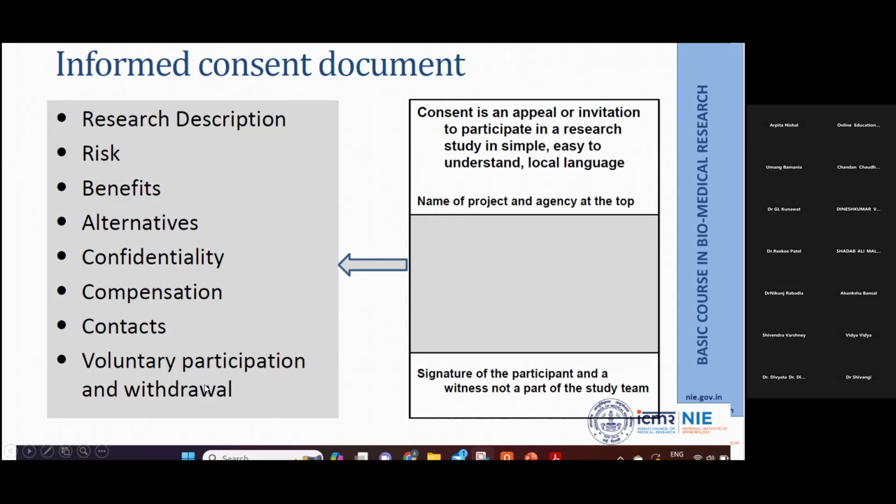Then very important is voluntary participation and withdrawal. The informed consent should mention that it is the participant's voluntary wish to participate, and that the participant can withdraw from the study any time during the study.